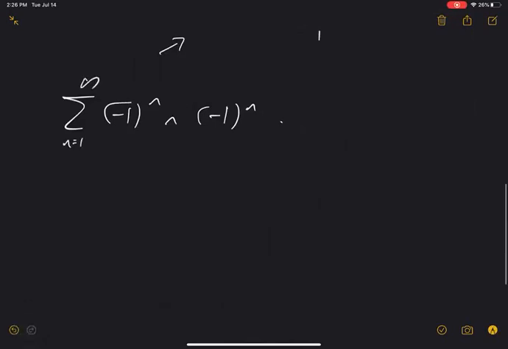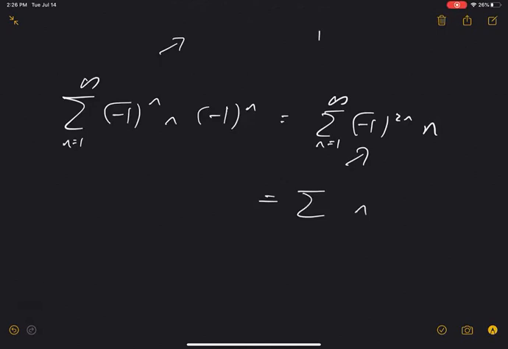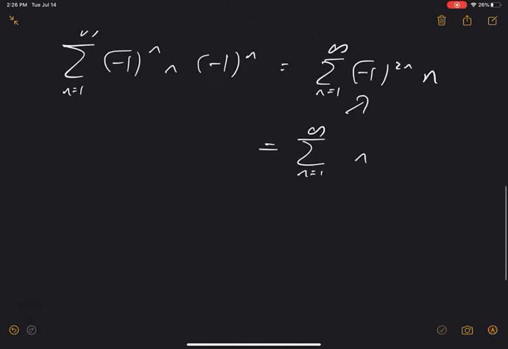So let's simplify this. Okay. That's always positive, right? (-1) to the power 2n, okay? That's always positive. So that series is really just the series of n. Just, does the series converge or diverge? Well, definitely diverges.